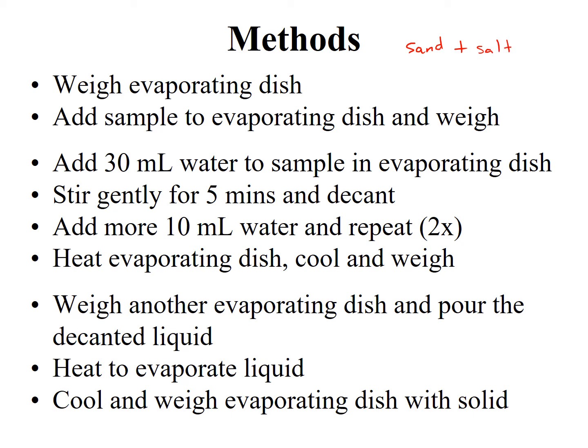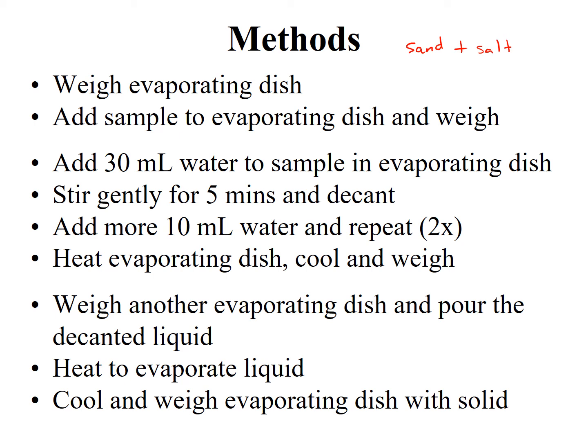So you add it to the evaporating dish and then you weigh it. And weighing by difference, you get the mass of the sand and salt mixture. Then you add 30 ml of water to your sample in the evaporating dish. You stir it gently for 5 minutes and then you decant. So what's happening when you stir it gently? That's where extractions come in.